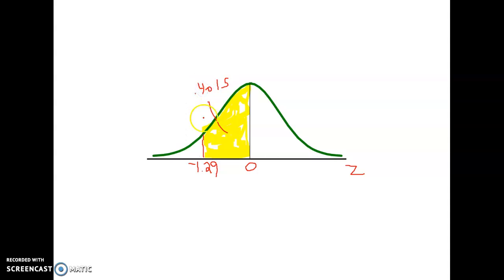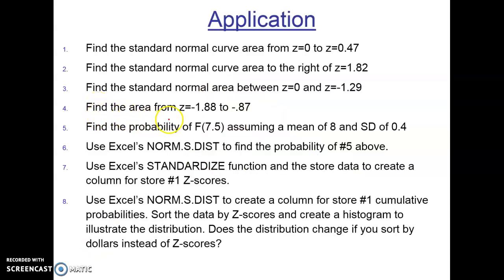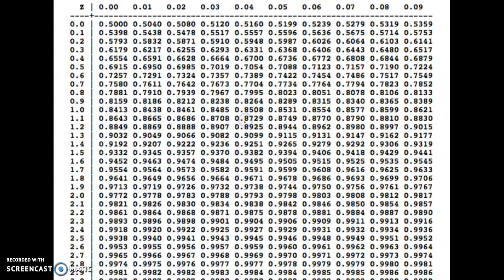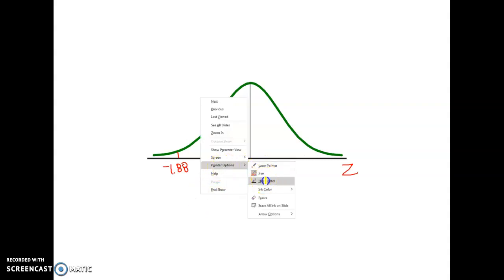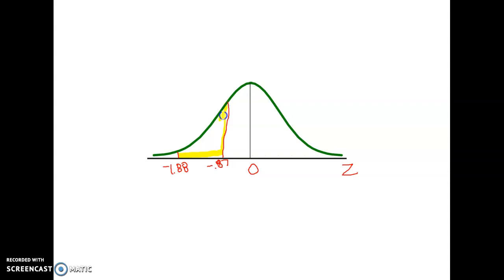0.4015. Okay? Next question. Find the area from z equals negative 1.88 to negative 0.87. It's the same process here. We'll go to our illustration. We know z standardizes at 0, and we will have our values over here. So let's say that we have negative 1.88 here, and let's say that we have negative 0.87 here. And what we want to do, according to the question, is find this area here.